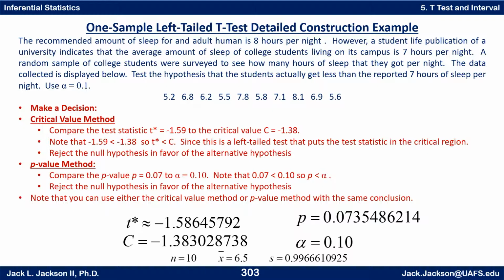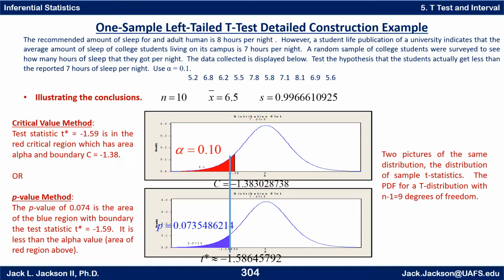So note that you can either use the critical value or the p-value method. We'll get the same conclusion. You don't have to do it both ways necessarily unless the question asks you for that. You could do one or the other. Generally speaking, I like the p-value method better, but either one works. We can illustrate both of those methods together here.